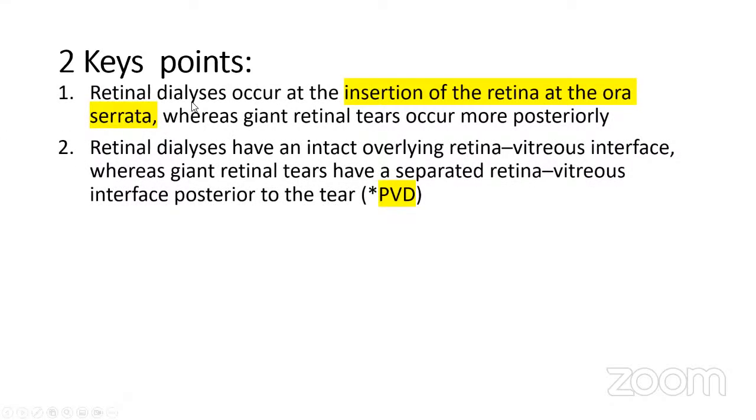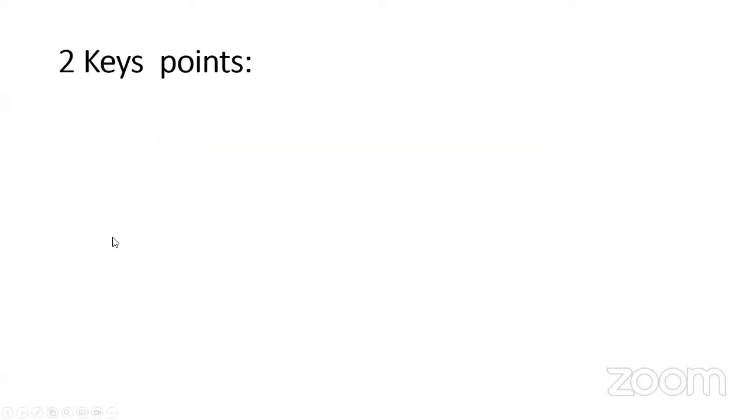Retinal dialysis actually occurs at the insertion of the retina at the ora serrata, whereas a giant retinal tear occurs more posteriorly. Again, I emphasize, at the posterior border of the vitreous base. Retinal dialysis has an intact overlying vitreoretinal surface, so there is stability there. Whereas the giant retinal tear already has a posterior vitreous detachment in which the posterior flap is free floating.